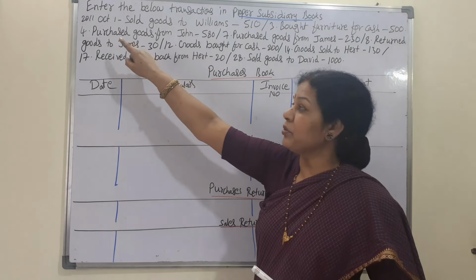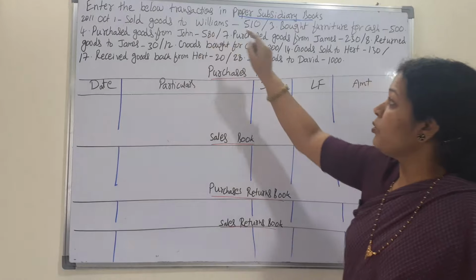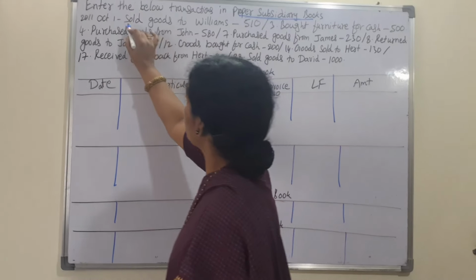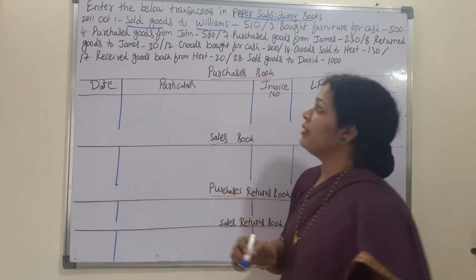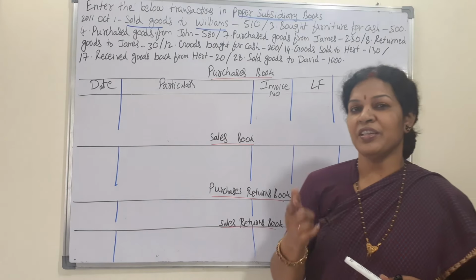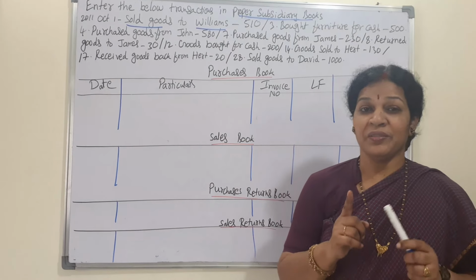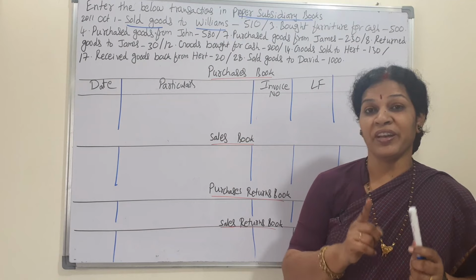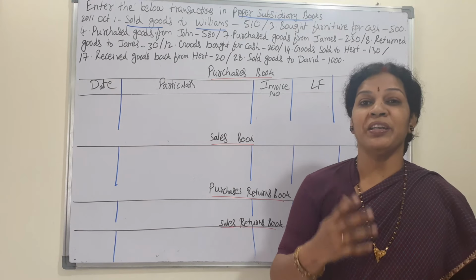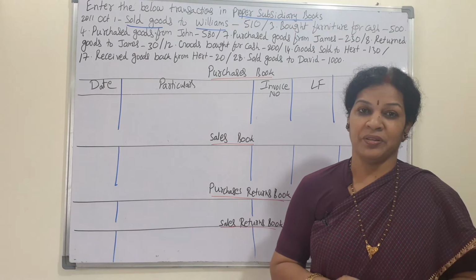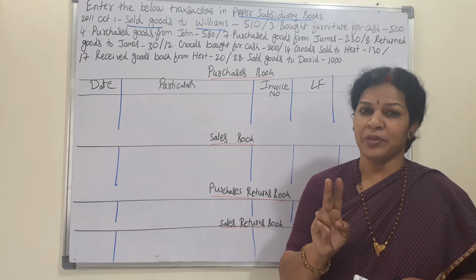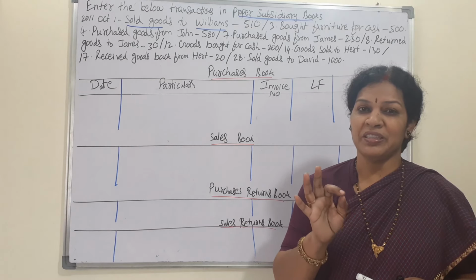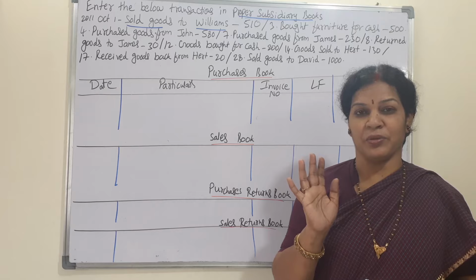The first one is 2011 October, sold goods to William. Sold goods to William. This is related to the sales book. If they had said sold goods to William for cash, then we would have taken it into the cash book. Sold to William, cash is not mentioned, means it is purely related to the sales book.